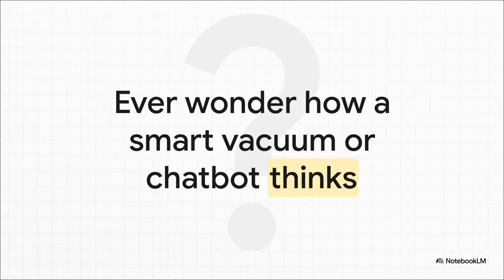Have you ever watched one of those robot vacuums navigate around your furniture and just wondered, what is going on in there? How does it know what to do? Or how does a chatbot seem to get what you're asking? Well, it turns out these incredibly smart feeling systems are all based on a few core designs. They're all what we call intelligent agents.